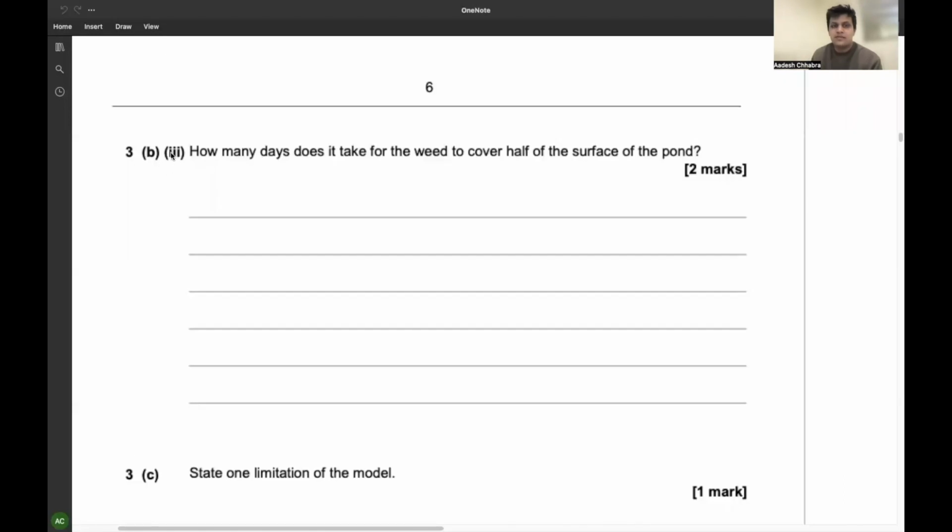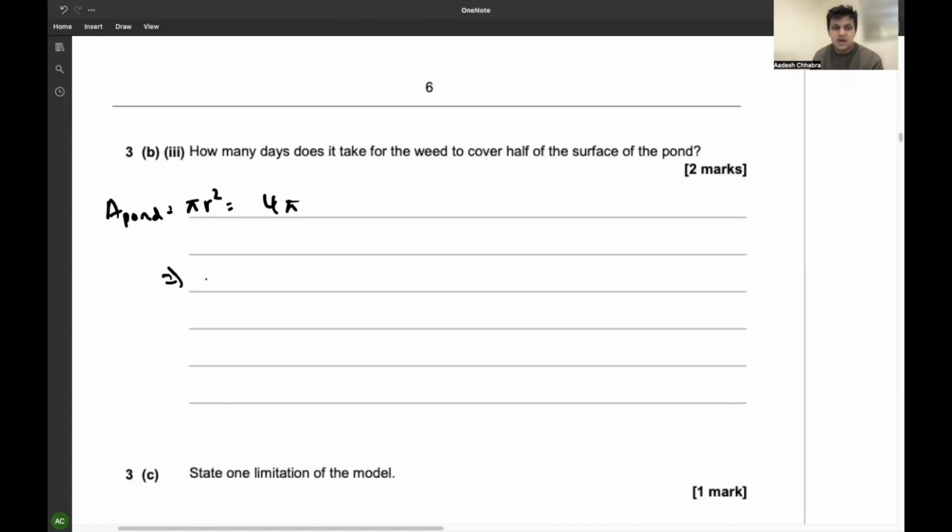So for 3b3, we've been asked how many days it would take for the weed to cover half of the surface of the pond. The surface of the pond is just equal to pi r squared. We know that r is equal to 2, so the area of the pond would be equal to 4 pi. To cover half of its surface, you have to cover 2 pi of area.